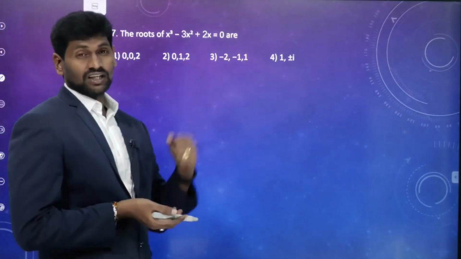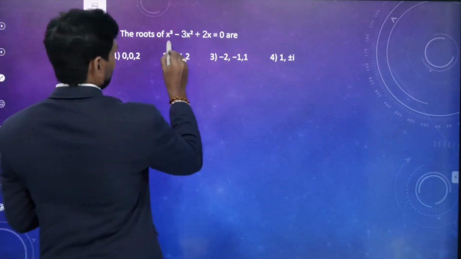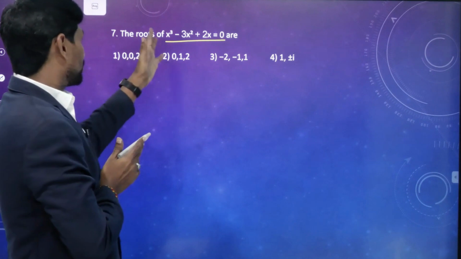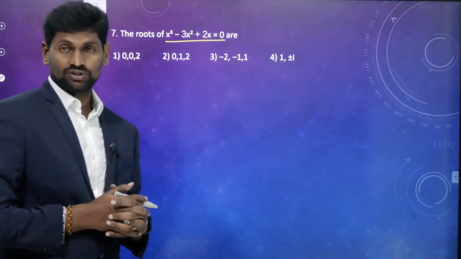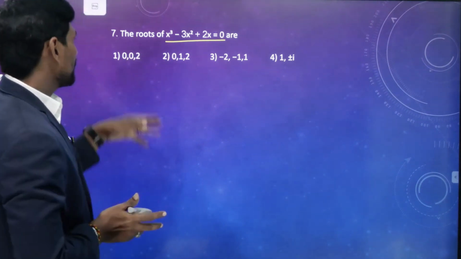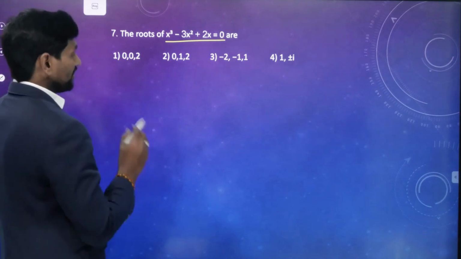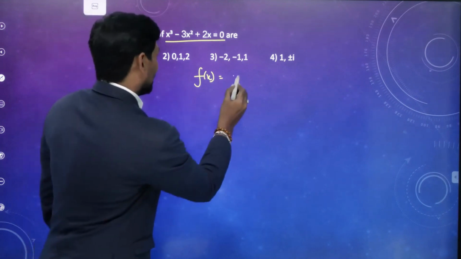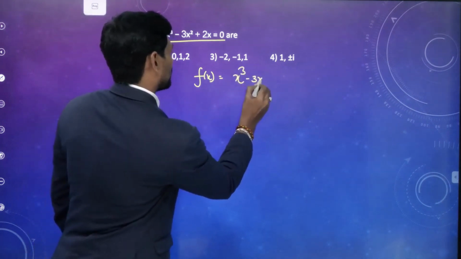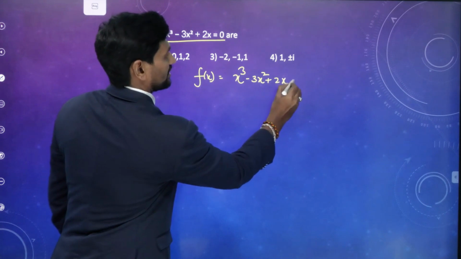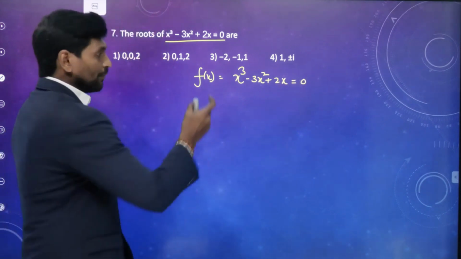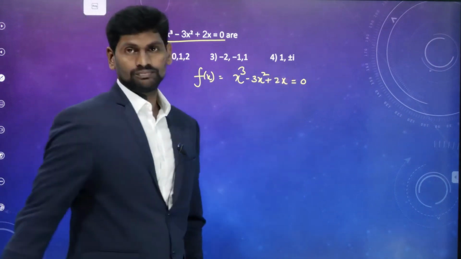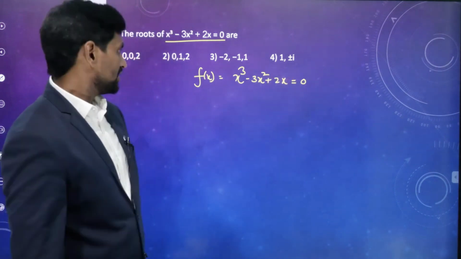Here we need to find the roots of the polynomial x cube minus 3x squared plus 2x equals 0. While you're observing, I am writing the polynomial f of x equals x cube minus 3x squared plus 2x equals 0. A cubic polynomial should have 4 terms, that means 1 term is missing. There is no constant term.